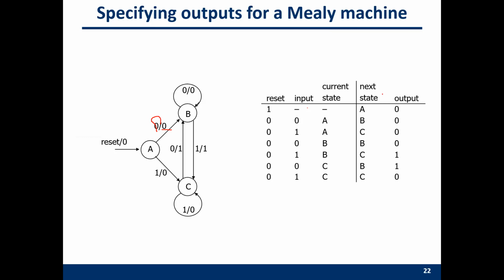So let me ask this question. What's the type of this finite state machine? The answer is Mealy machine. Why? Because the next state is dependent on the input and the current state. On each edge, you have an input, and then you have the current state.